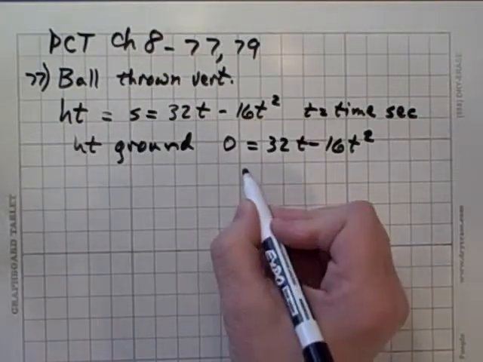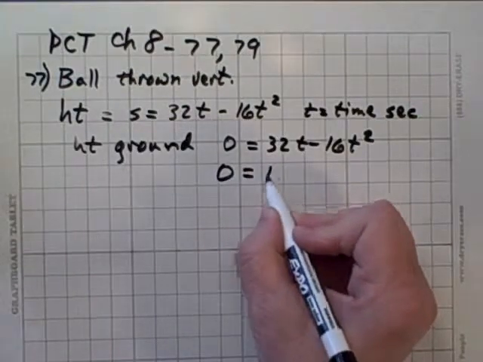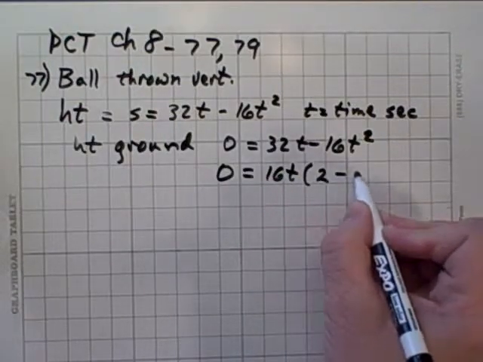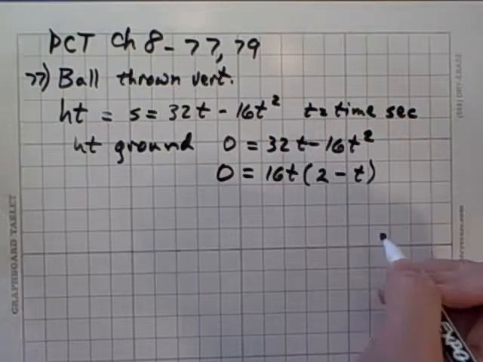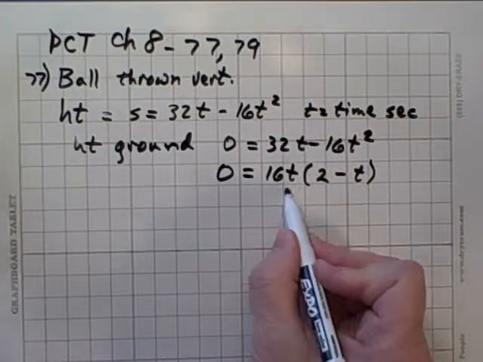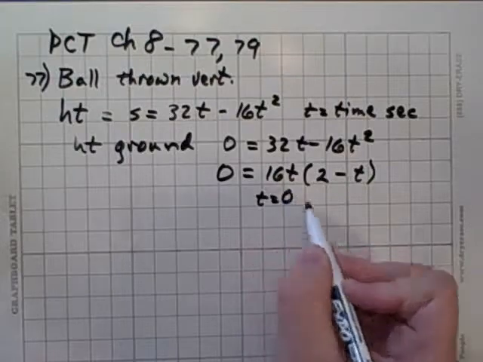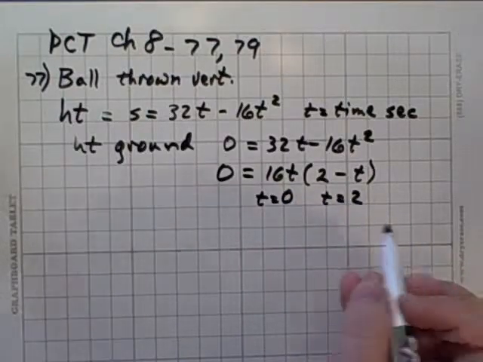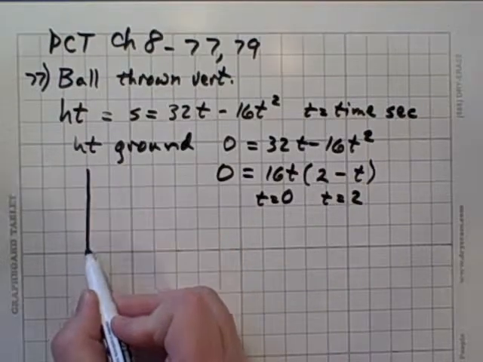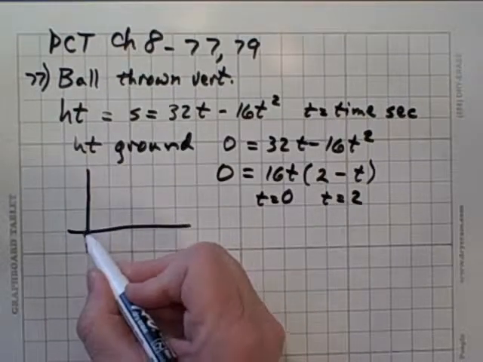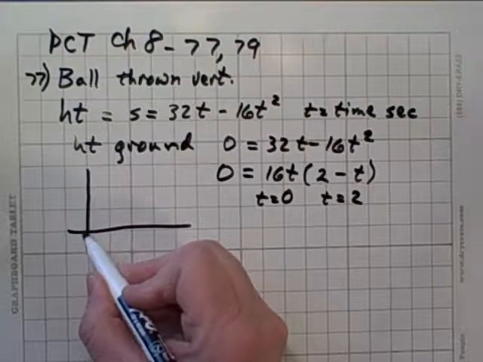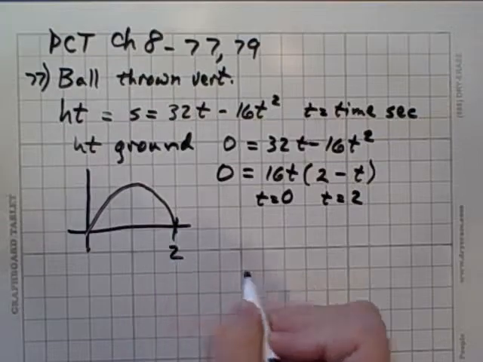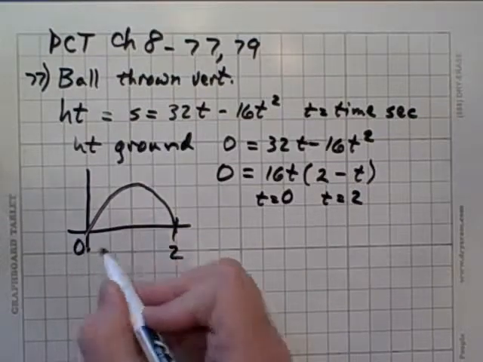If we factor this, take out a 16t, we'd be left with 2 minus t. So when would it have a height of 0? At time equals 0 and time equals 2 seconds. So if we can visualize that, we have a parabola opening downward and it is hitting at 2 seconds, and of course it has a height of 0 at 0.